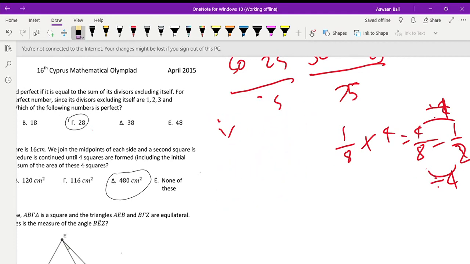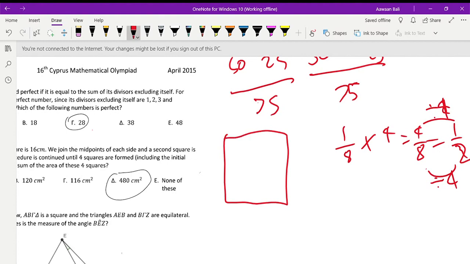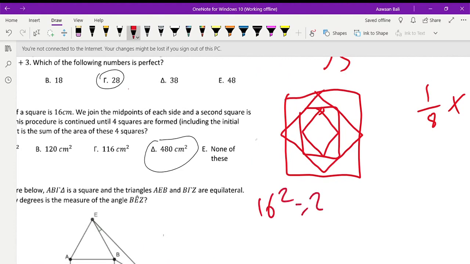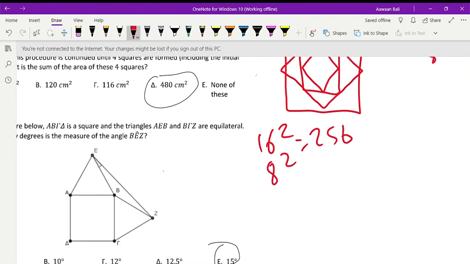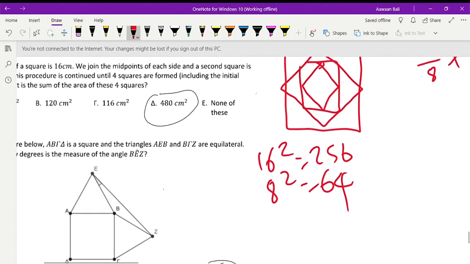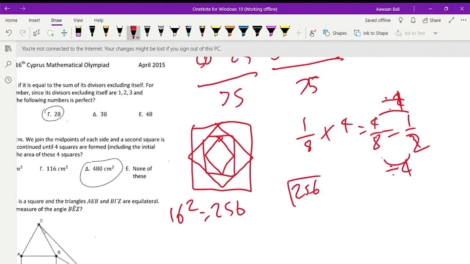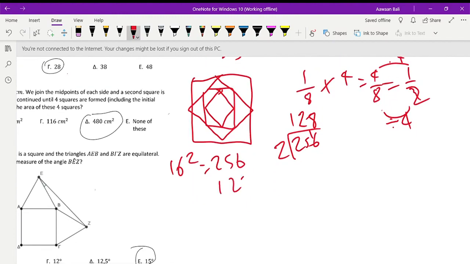So basically, knowing this, we can find the area of all of them. This is basically what the figure is, and each square is half of the other. Since we start from 16, 16 squared is 256. And after that, we just do halves. 256 divided by 2 is 128. So then we have 128.